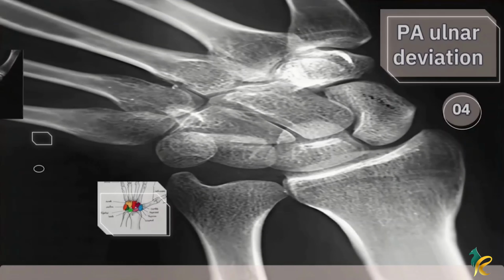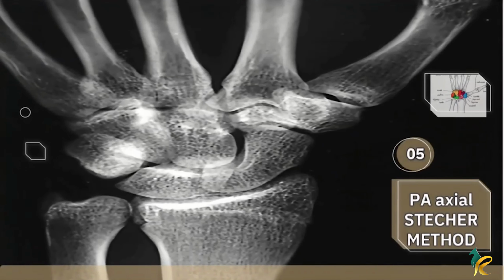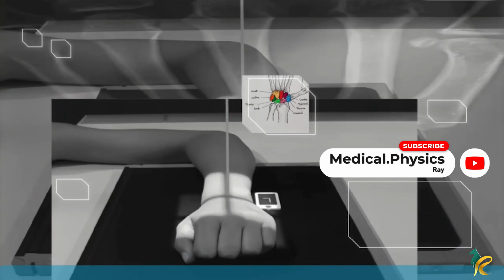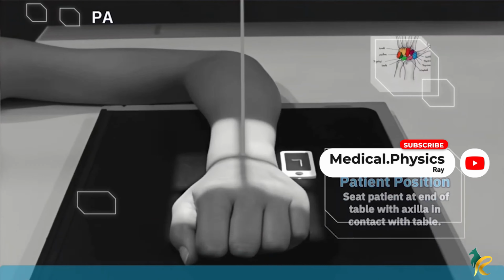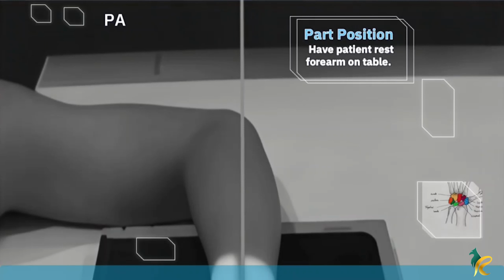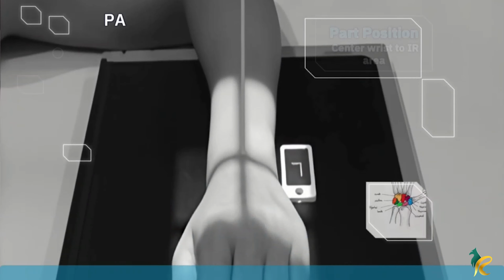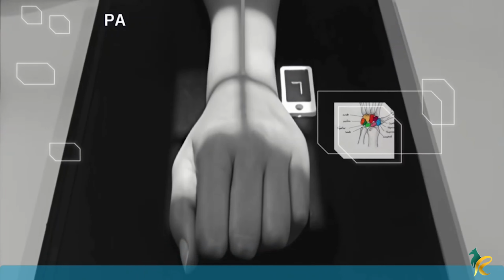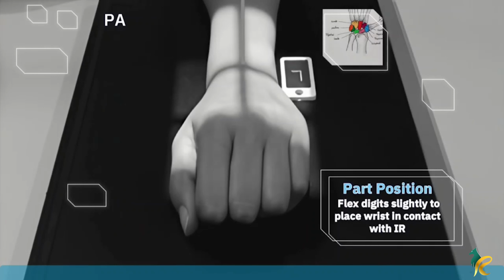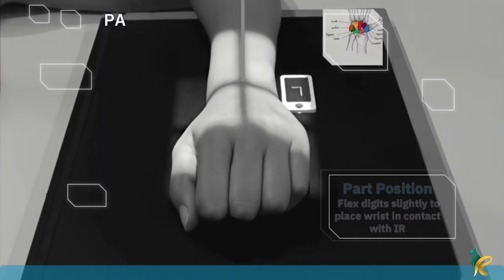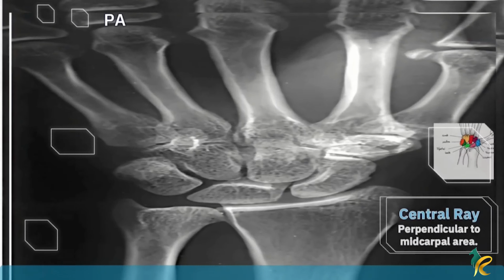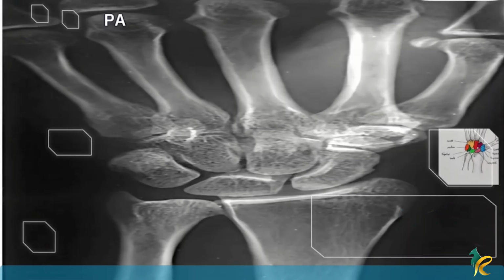The patient must rest her forearm on the table, and we need to center the wrist to the IR. They need to flex their digits slightly to place their wrist in contact with the IR. Our central ray is perpendicular to the midcarpal area, and our collimator is set so that the radiation hits 2.5 inches or 6 centimeters proximal to the wrist joint, and 1 inch or 2.5 centimeters on the sides.